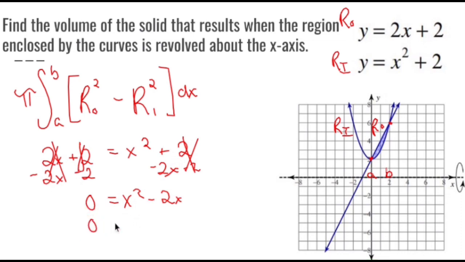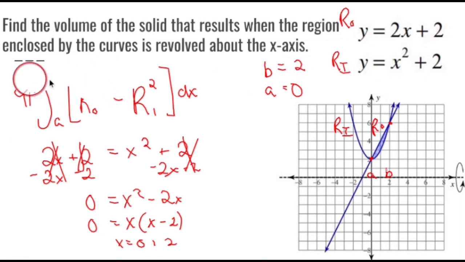Using the zero product property and a little bit of factoring, I get x times x minus 2. Set both of these equal to 0. One of my limits is 0, so I guess I was right. And if I say x minus 2 equals 0 and add 2 to both sides, 2 would be my other limit. So now I know that my upper limit is going to be 2, my lower limit is going to be 0, and my r sub o and r sub i are already set. Now we can get started.